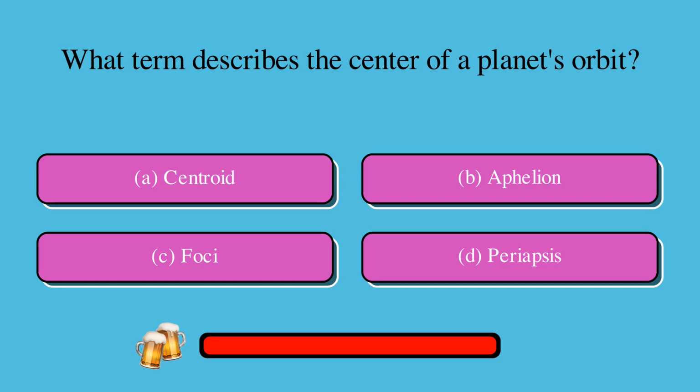What term describes the center of a planet's orbit? Is it A. centroid, B. aphelion, C. foci, or D. periapsis? The correct answer is C. foci.